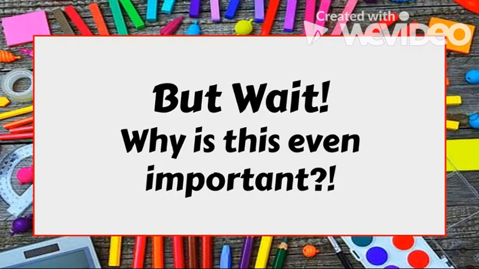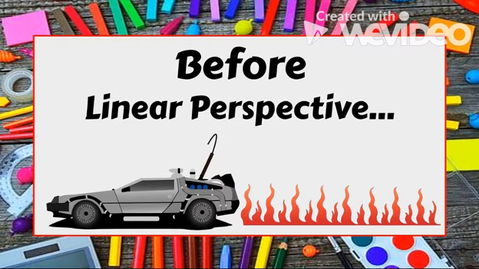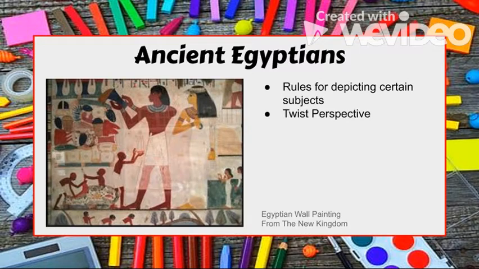But wait, why is this even important? In order to answer that, we need to look at some really old art. Back before linear perspective was even a thing, you'll see art that looks a bit funky. The ancient Egyptians didn't concern themselves with drawing from life, they had rules when depicting certain subjects. For example, when they were drawing the figure, they used twist perspective. They combined frontal and profile views of a person. So that's why if you look at the wall paintings, you'll see that some parts of the body are facing front, some are facing to the side.